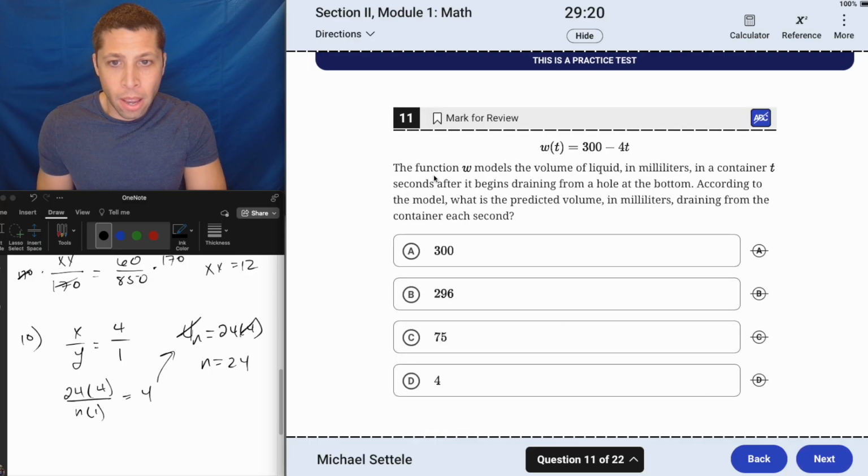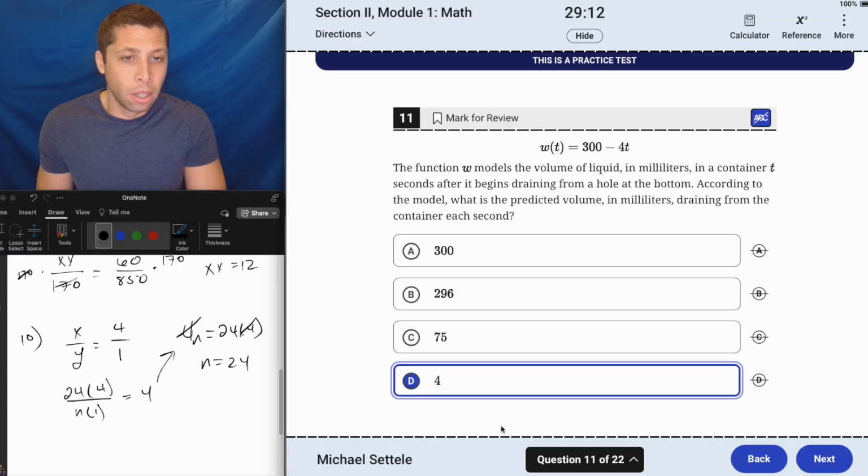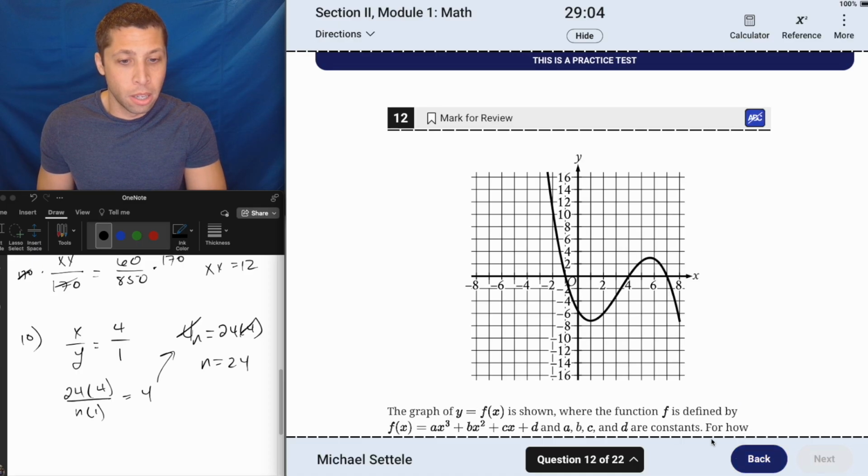Okay. The function W models the volume of liquid. Okay. What is the predicted volume of meters draining from the container each second? -4, because it's a slope. T seconds, each second, 4 seconds. Yeah, just understand lines. Okay.